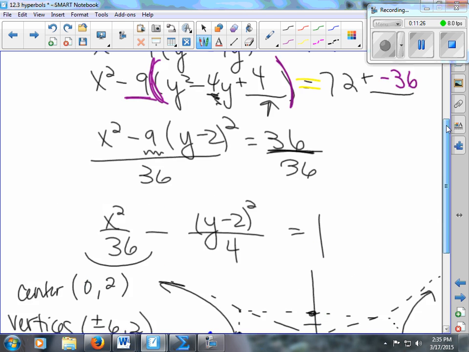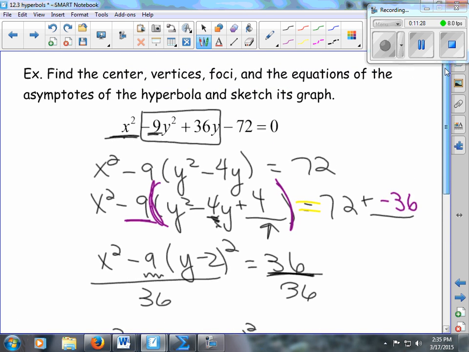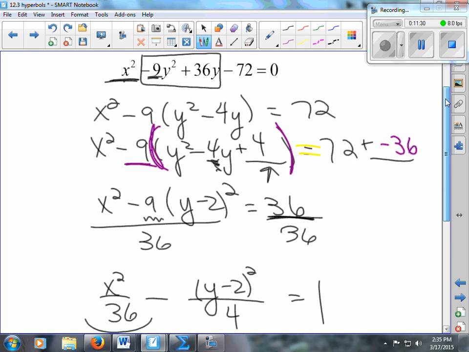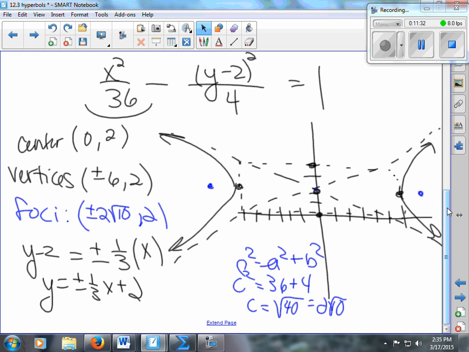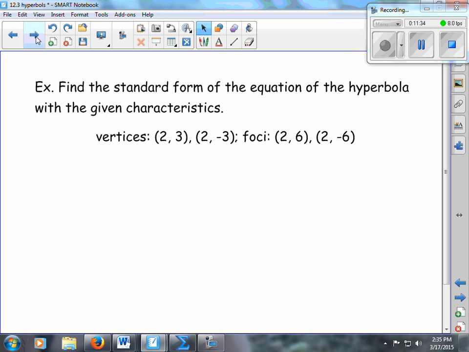And I think we're done. I think we found all the important features of the hyperbola. Okay, there's no eccentricity on this one like there was on the ellipse.